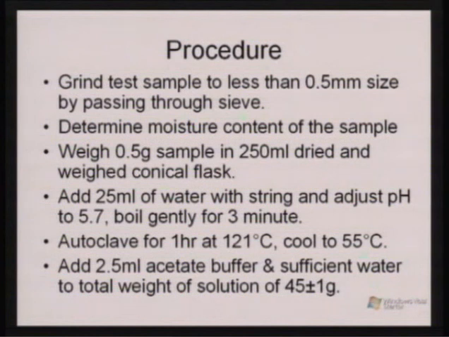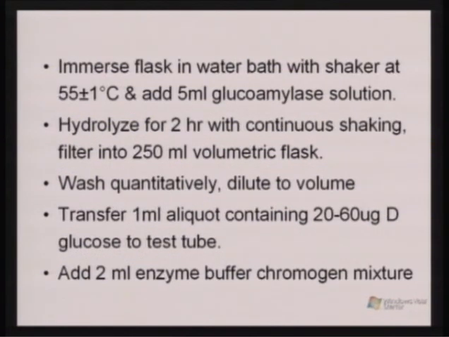After cooling, add 2.5 ml acetate buffer and sufficient water. Sufficient water means the amount of water and sample should become 45 plus or minus 1 gram. Immerse the flask in a water bath with shaker at 55 plus or minus 1 degree centigrade and add 5 ml glucoamylase solution. Hydrolyze for 2 hours with continuous shaking. Filter into a 250 ml volumetric flask and then wash quantitatively and dilute to volume.